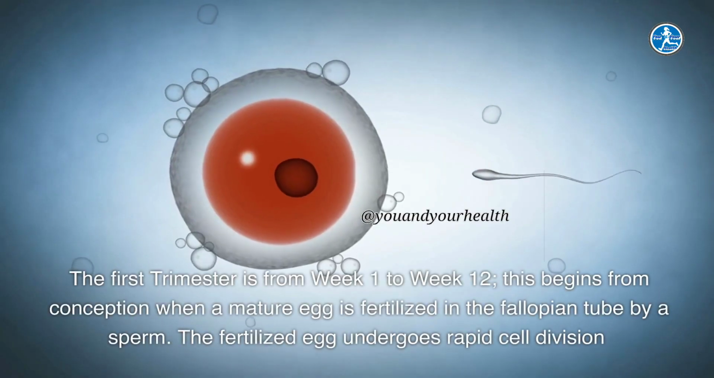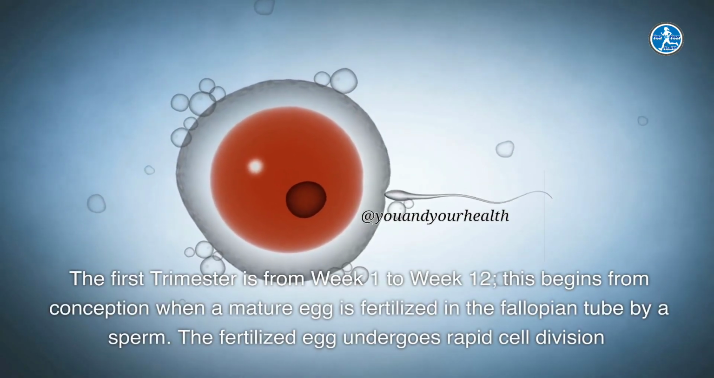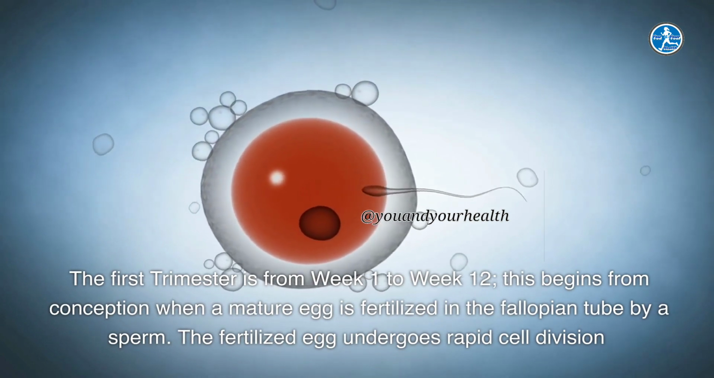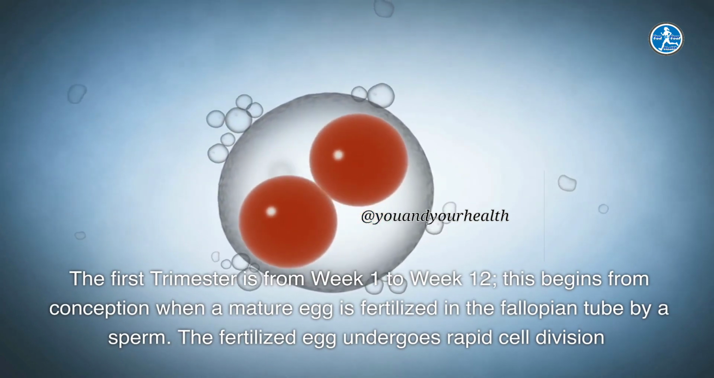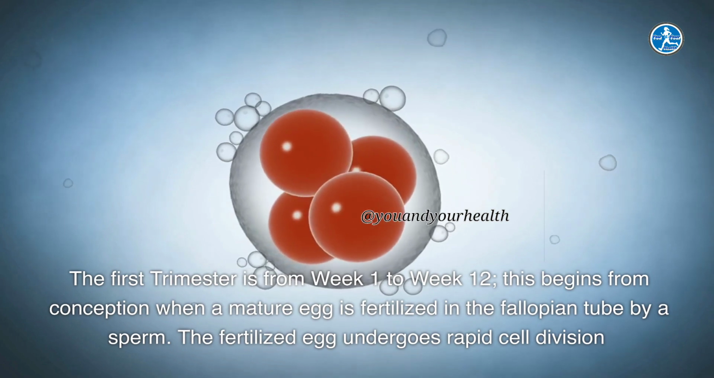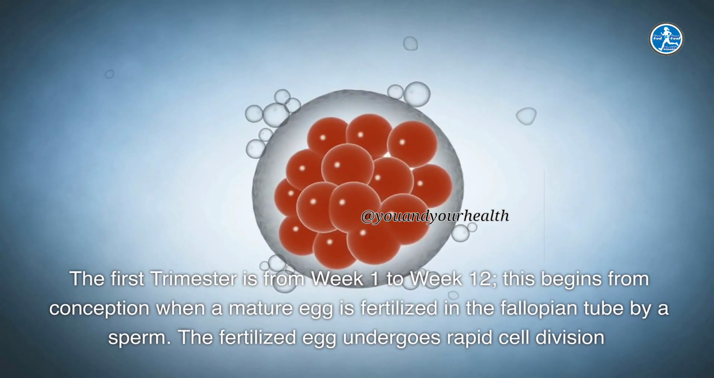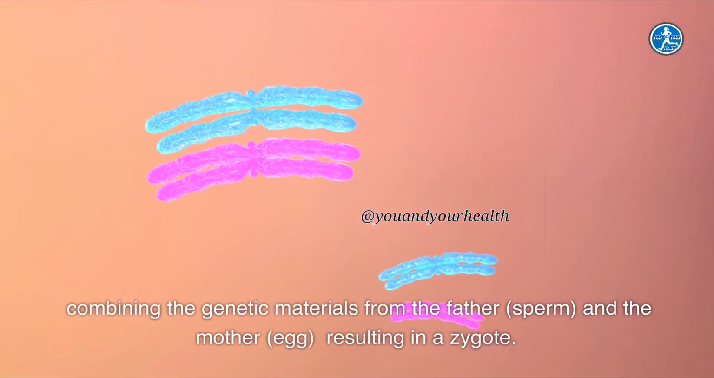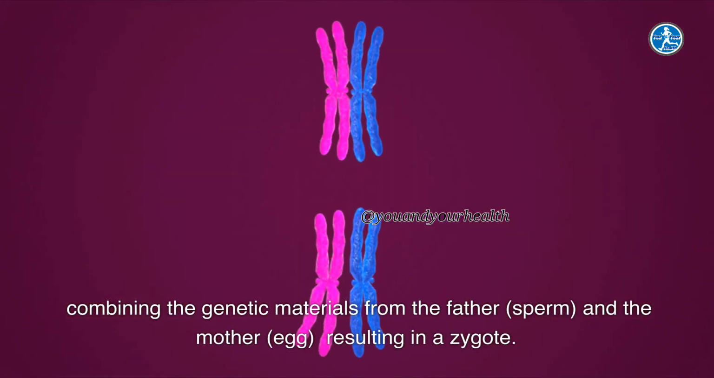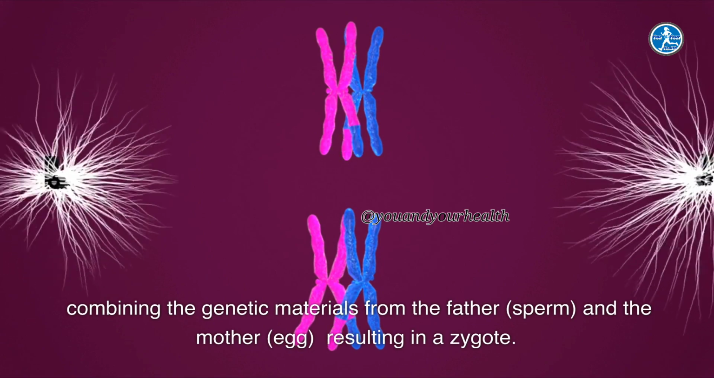The first trimester is from week 1 to week 12. This begins from conception, when a mature egg is fertilized in the fallopian tube by a sperm. The fertilized egg undergoes rapid cell division, combining the genetic materials from the father, sperm, and the mother, egg, resulting in a zygote.